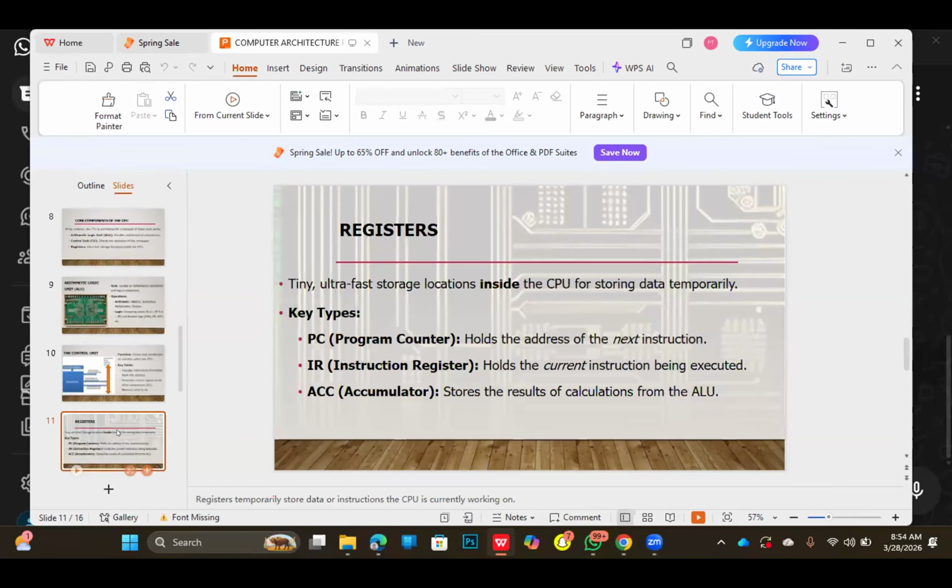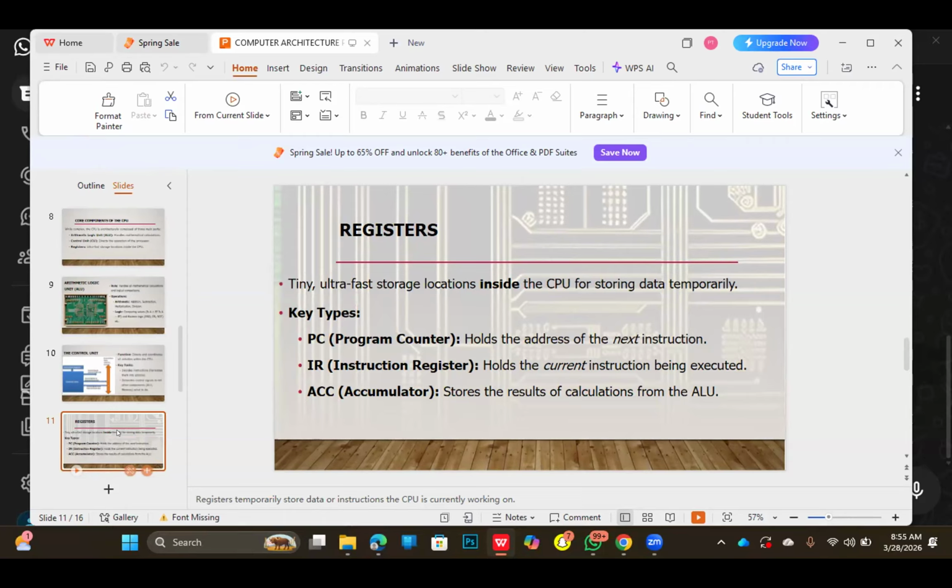So we come to the registers. Registers are tiny, ultra-fast storage locations inside the CPU for storing data temporarily. The key types of registers we have: the program counter holds the address of the next instruction. We can think of a program where we have an instruction set, with multiple instructions within it. So we have a place that holds all these instructions and takes them to be executed step by step. That's what the program counter does.